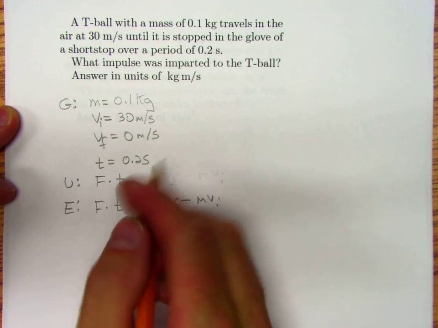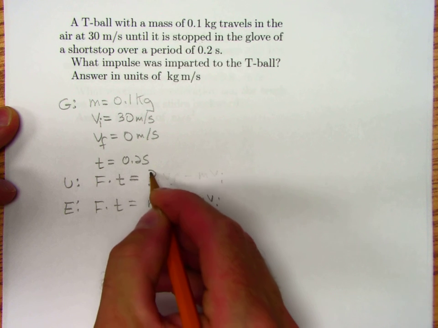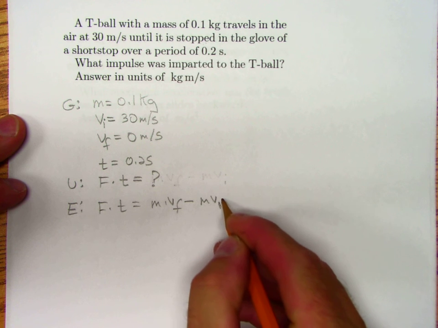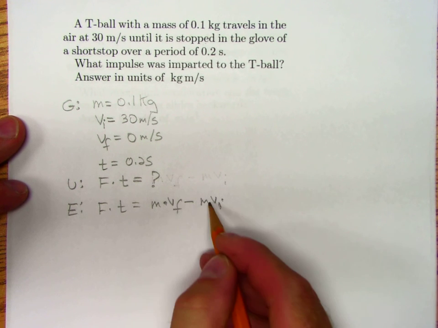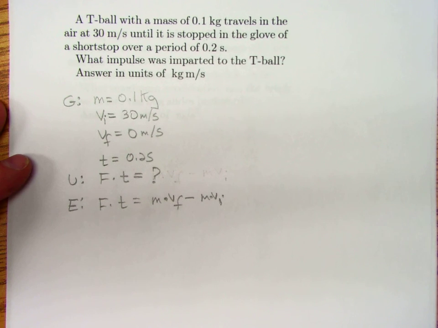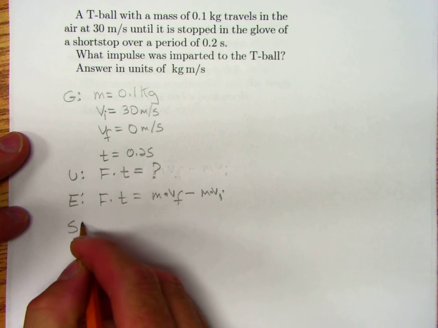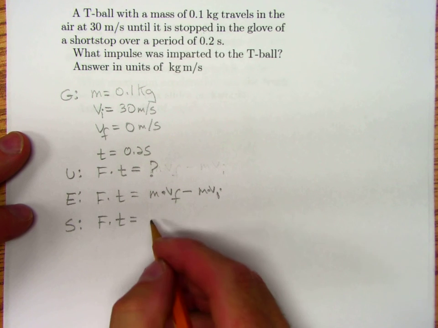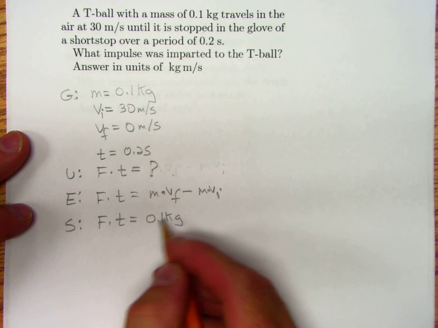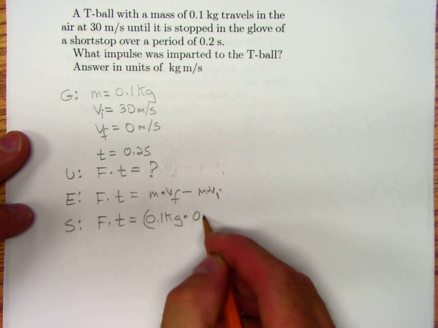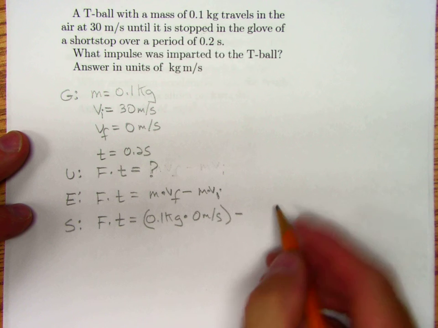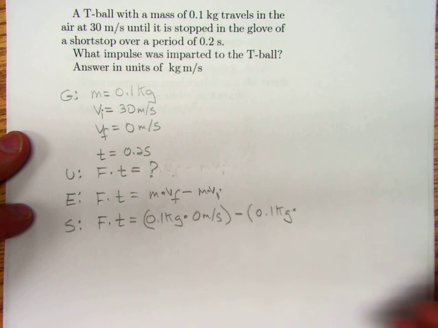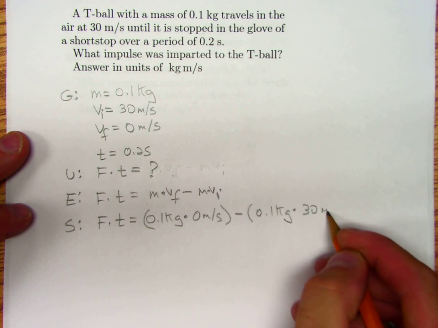We're looking for the impulse, which is force multiplied by time. And we've decided here that we're going to find the change in the momentum, and that's going to be the way we're going to find the impulse. Okay, so now we're going to substitute. So force multiplied by time is equal to the mass, 0.1 kilogram, times the final velocity, which is 0 meters per second, minus the mass, 0.1 kilograms, times the initial velocity, which is 30 meters per second.